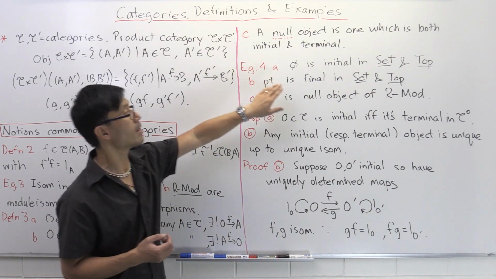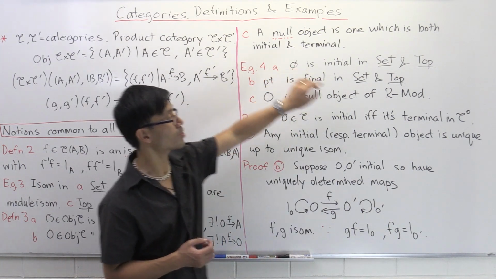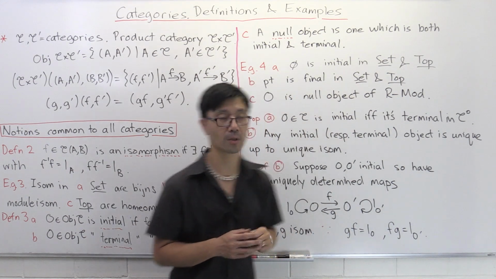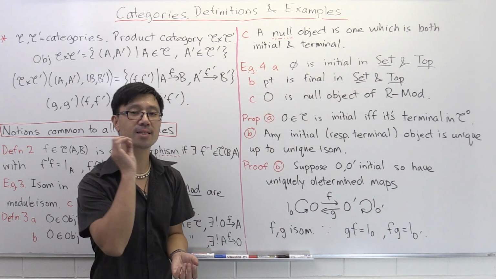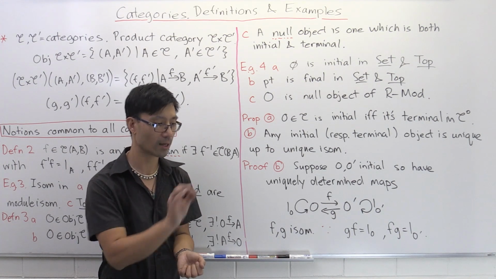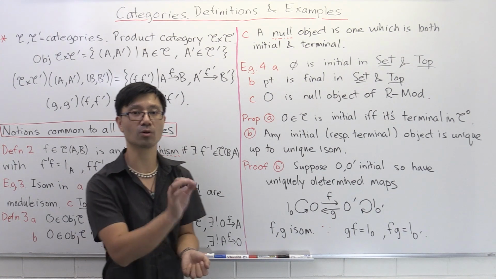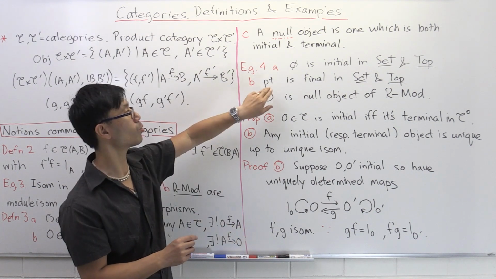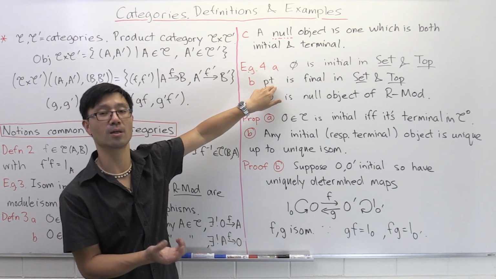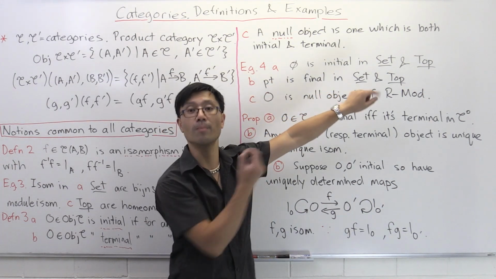Okay, now let's look at the final objects in these two categories as well. So here we're going to look at point. So what does point mean? It's just a single element set. So it's not any particular set or topological space. It's any one which just has one element in it. So we'll use PT to denote it as a point. Thinking of it geometrically, it is a point.